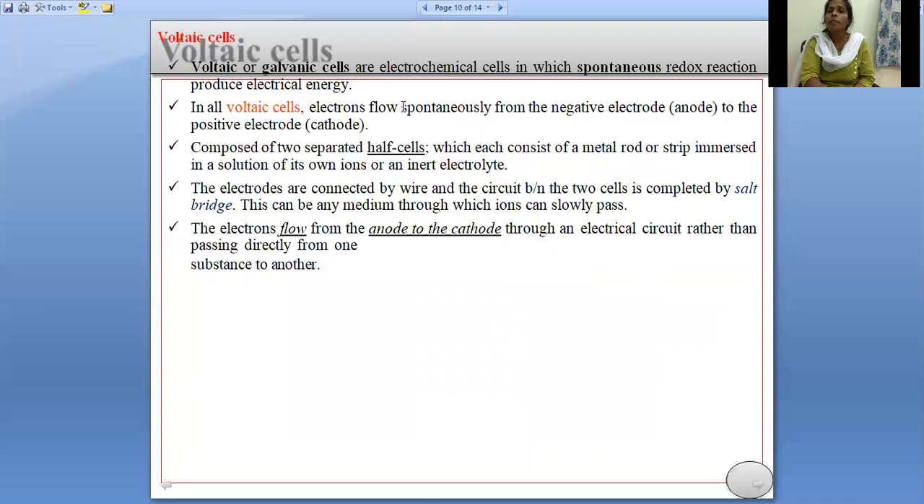So you know what is meant by the redox reaction? Redox reaction is nothing but oxidation and reduction reaction. So due to spontaneous oxidation and reduction reactions, electricity is produced in the voltaic cell. In all voltaic cells, electrons flow spontaneously from the negative electrode to the positive electrode. So electrons are migrating very fast from the negative electrode to the positive electrode. But what is the negative electrode here? Anode is the negative electrode, cathode is the positive electrode here.